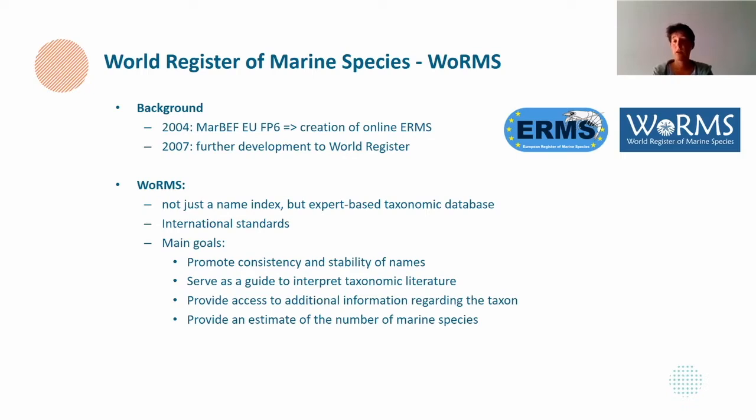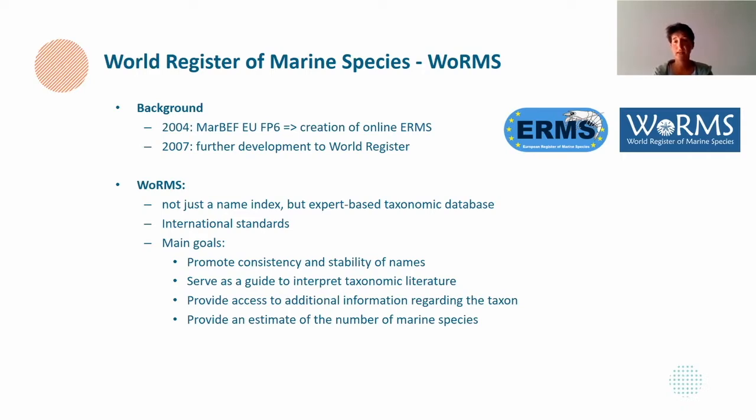If we talk about the main goals of WoRMS, there are four major goals that we can identify. The first one is that we promote consistency and stability of names to make sure that people can retrace names. Through WoRMS, we can also serve as a guide to interpret taxonomic literature. If you find a name in the literature and you're not sure, you can look it up in WoRMS and see whether, for example, it's still the accepted name or whether that has changed.